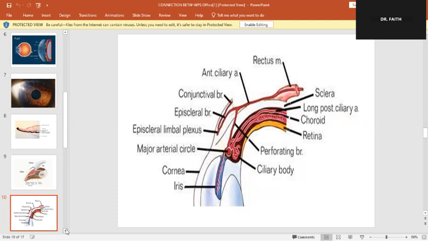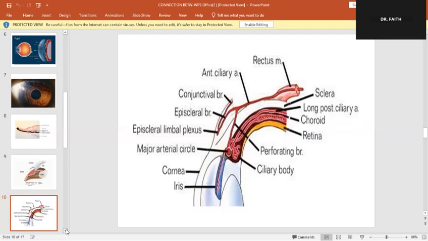Blood vessels come from the ophthalmic artery, as you'll see in the next slide. From the ophthalmic artery we have some branches, which we call the ciliary arteries. We have the posterior ciliary arteries, and there are two divisions: the long division and the short division. The short division will supply the optic nerve. The long division will travel through the choroid into the ciliary body.